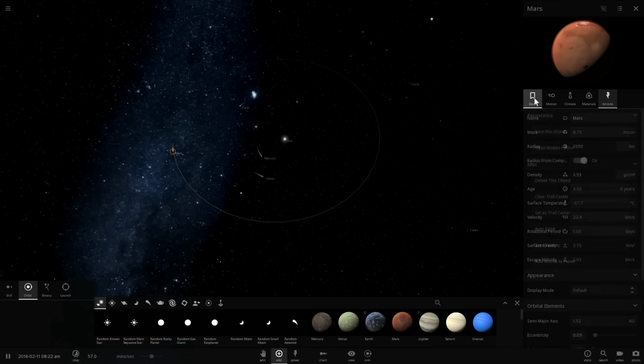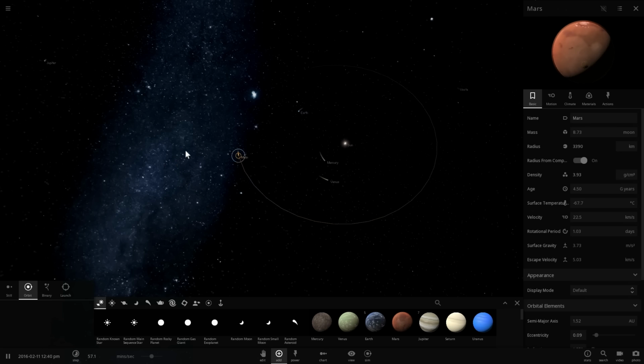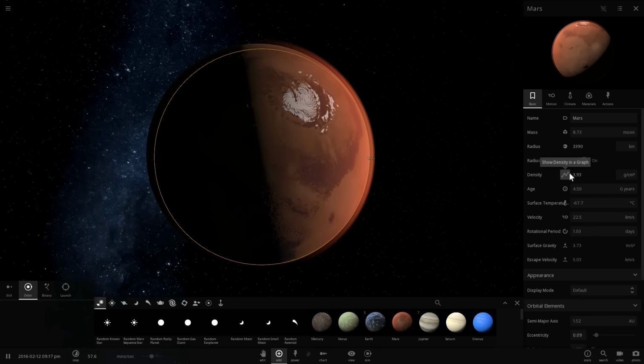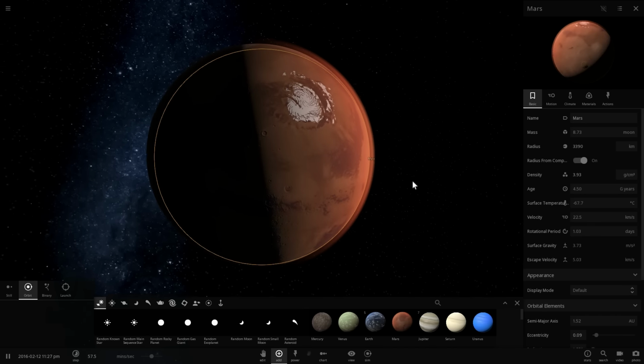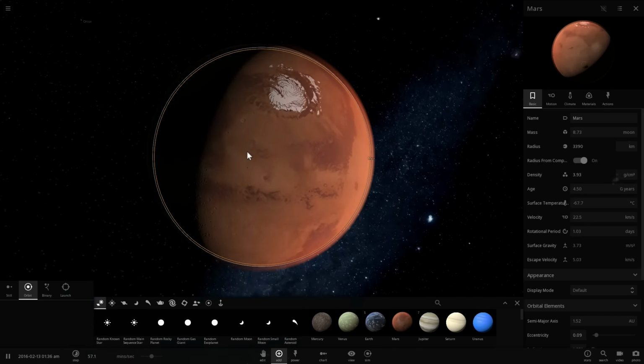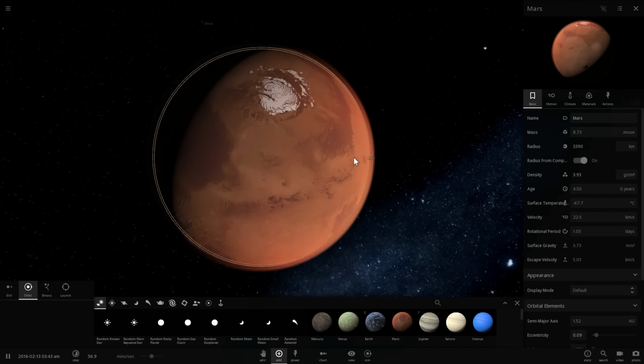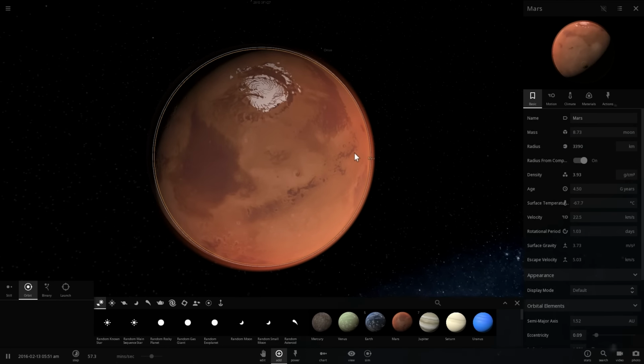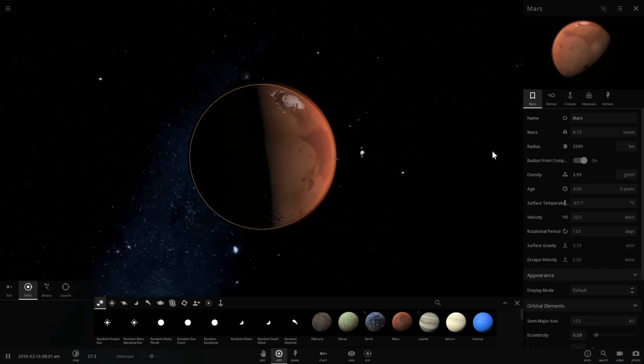Mars, on the other hand, has a relatively low density. It's under 4 grams per centimeter cube. And because Mars's density is so much lower than Earth's, we can assume that it doesn't really have much metal on the inside, and thus doesn't produce the necessary magnetosphere.